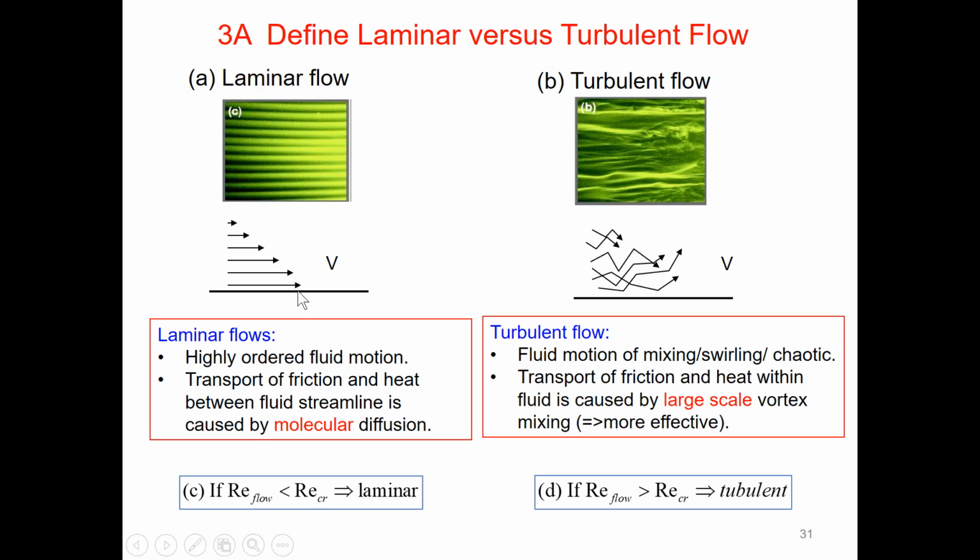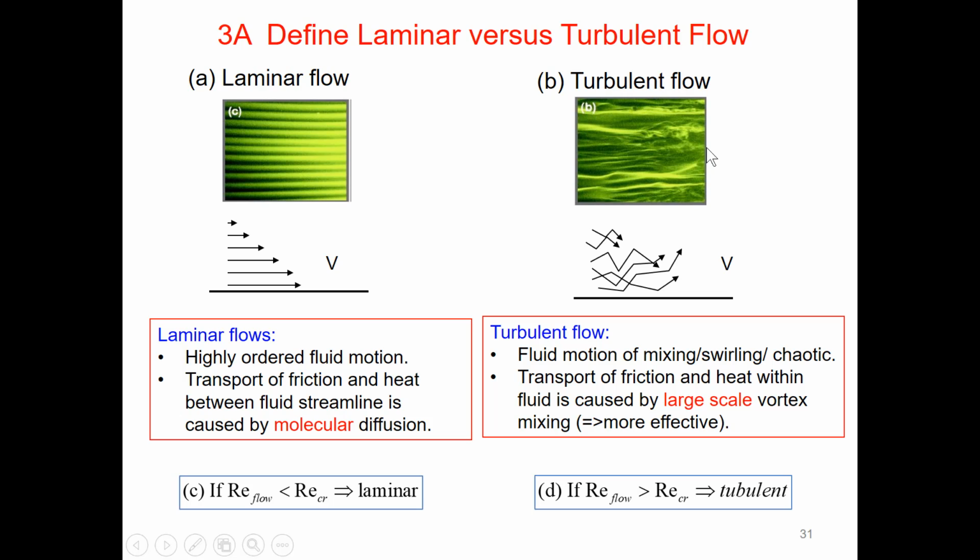Laminar flow is defined as a highly ordered fluid motion. It indicates the fluid streamlines are parallel to each other. There's no mixing between them. Therefore, the transport of friction and heat between the fluid streamlines is carried by molecules.